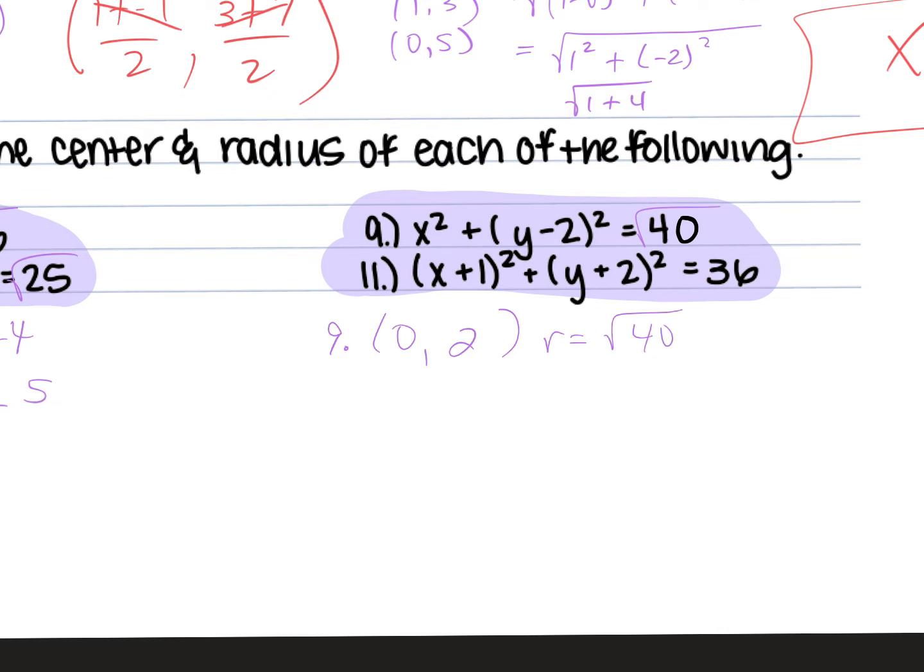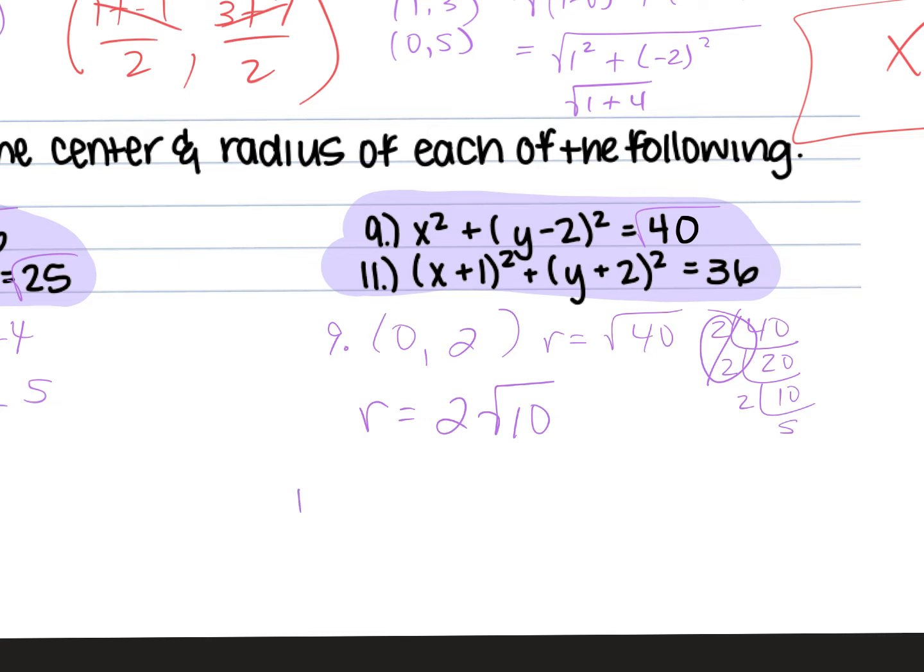Okay. Can I leave it as square root of 40? Yes or no? No, we have to break everything down, guys. So 2 goes into 40 20 times. 2 goes into 20 10 times. 2 goes into 10 5 times. I can take out one pair of what? Okay, so take out that pair of 2s. And then what am I left with inside? 10. You must break down the radicals.